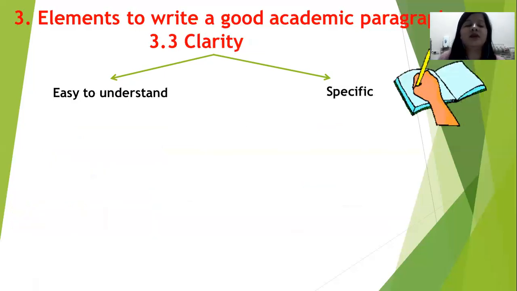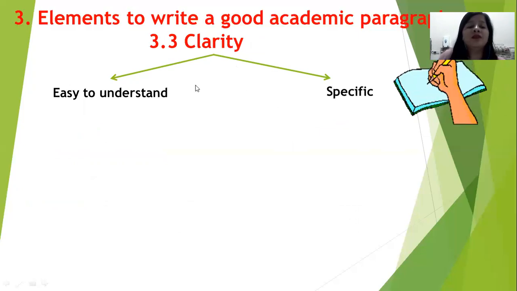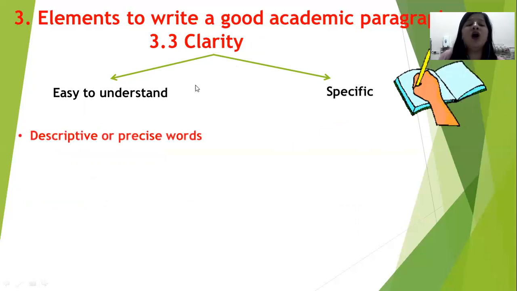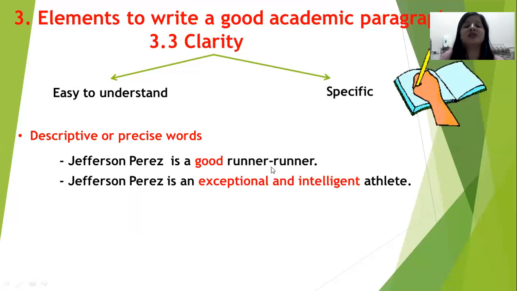Clarity. Clarity is when a paragraph is easy to understand, and also all the points are clear and specific. There are two ways you can improve your clarity. The first is using descriptive or precise words, as you can see here, this is an example.